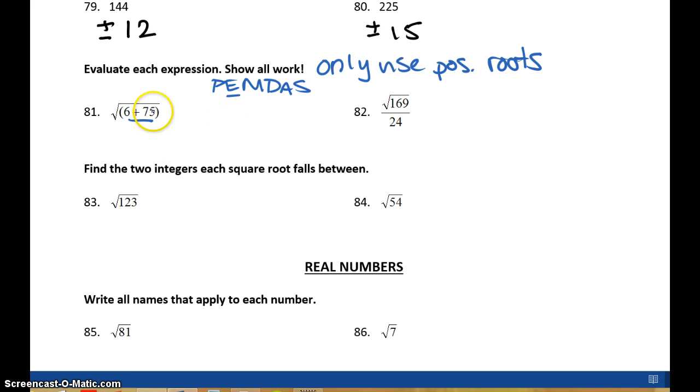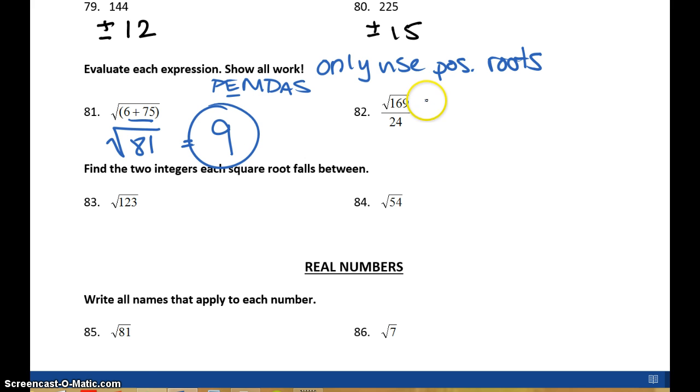So parentheses first, so 6 plus 75 is 81. So it's actually the square root of 81 is what we're looking at. Since we're evaluating, the square root of 81 is just positive 9. Now, if we were just looking at the square root of 81, it would be positive and negative. But since we're using this in an expression, final answer is just 9 there.